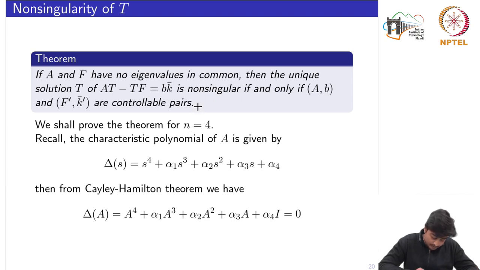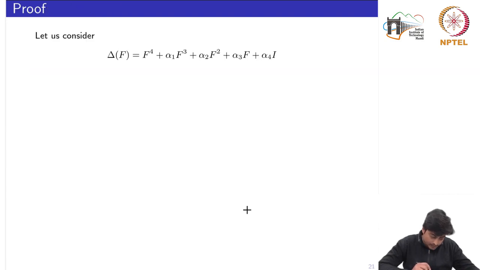but it would also be applicable for any n-dimensional system. So recall that the characteristic polynomial of the plant or of A matrix is given by this polynomial for n is equal to 4, where alpha 1 to alpha 4 coefficients are already known. We also know from Cayley-Hamilton theorem that if I replace S by the A matrix, this would also be equal to 0. So let's see the proof.